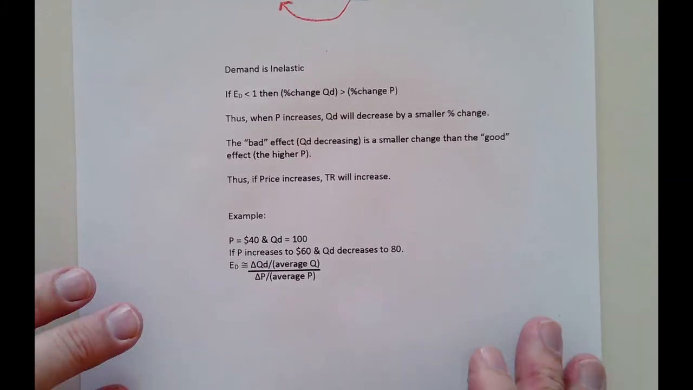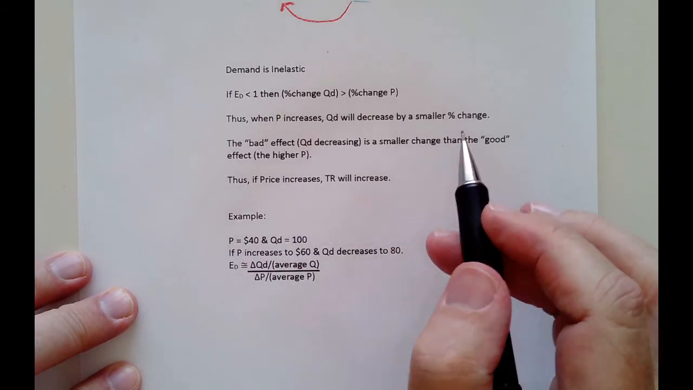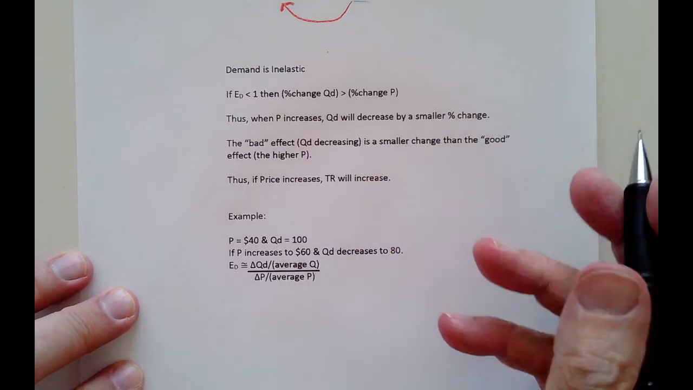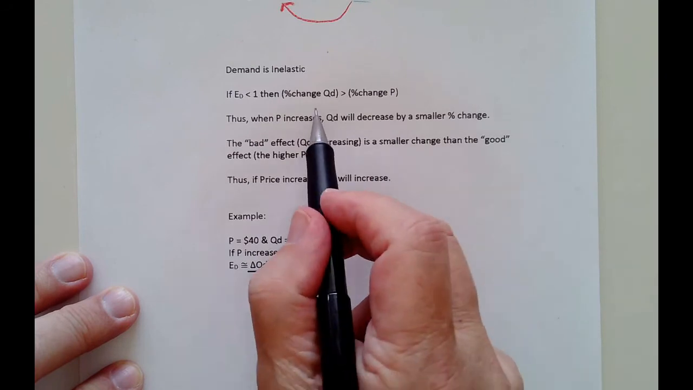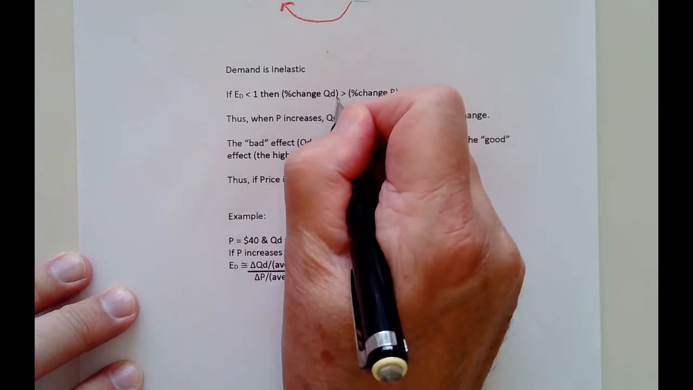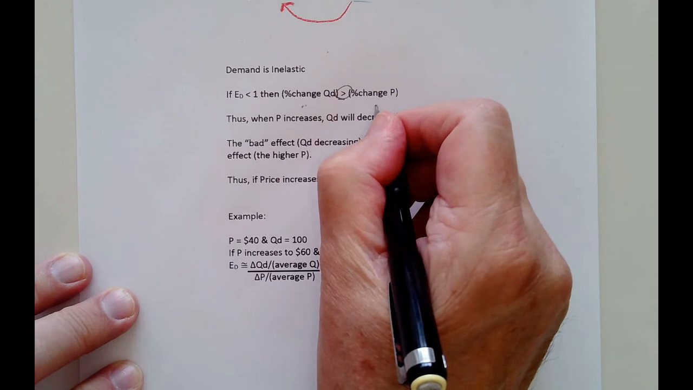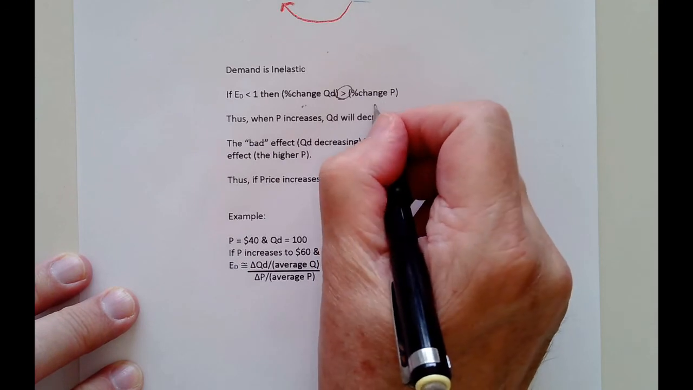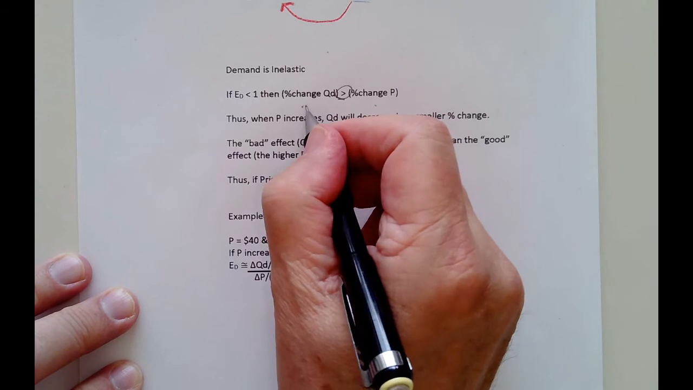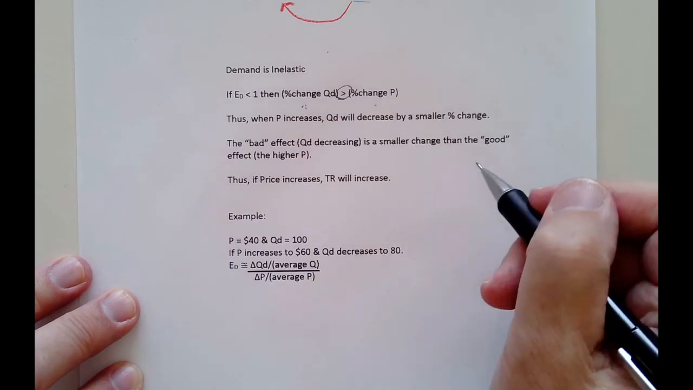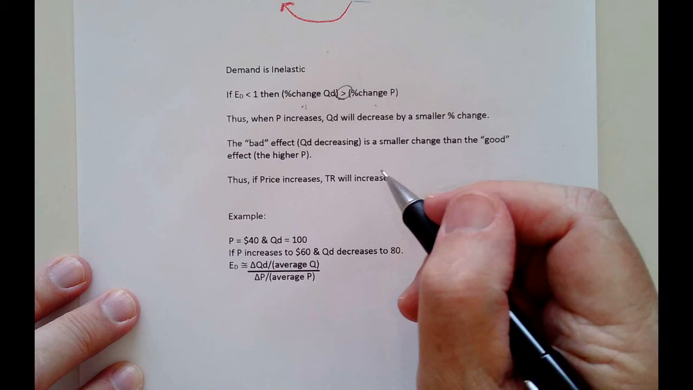Well, if it's inelastic, then the whole thing changes. There's still a good effect, which is the higher price, and the bad effect, you sell less, but now it's switched. Now the bad effect, the decrease in the sales, quantity demanded, is now smaller. So the price effect is going to have a bigger impact on our revenue than the lower sales we have here. So in this case, we're going to lose some customers, but not that many. And so if we raise our price, then we're going to keep most of our customers and we bring in more money.